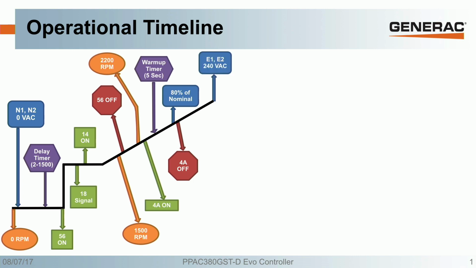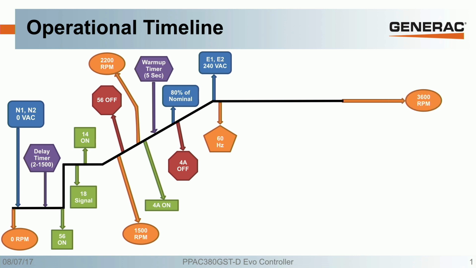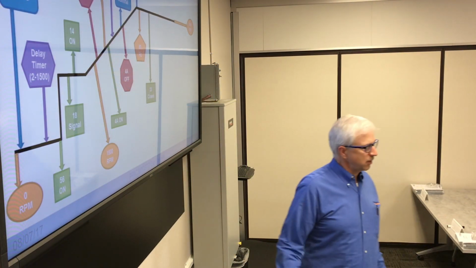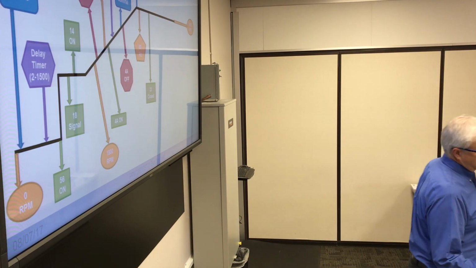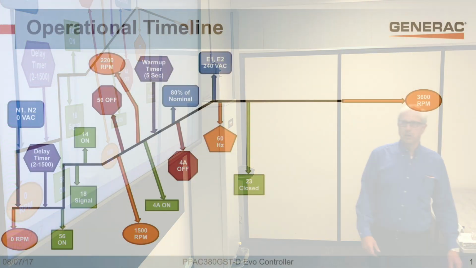Everything's good. We're producing 240 volts, we're at 60 hertz frequency, and we're at 3600 RPM. 3600 RPM and 60 hertz are the same, they're just measured differently. One is measured in cycles per second, the other in revolutions per minute. And then wire 23 is closed, meaning we complete the circuit on wire 23. And when we do, it transfers. So now we get a transfer, and we're good to go there.